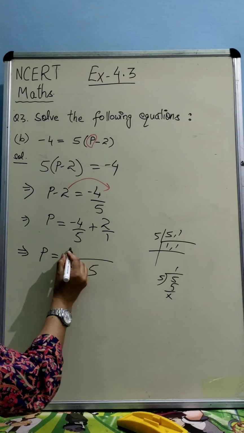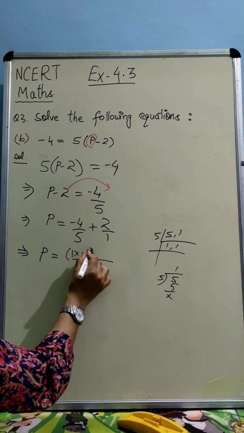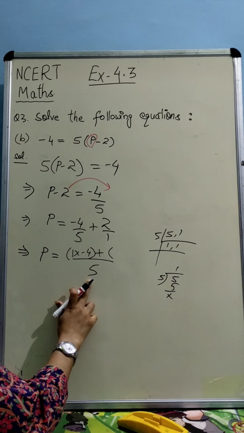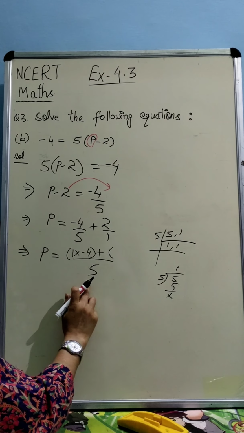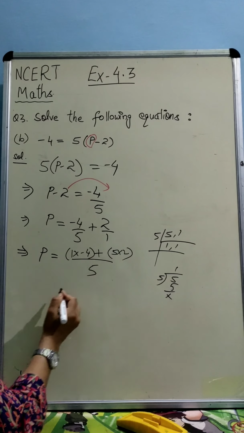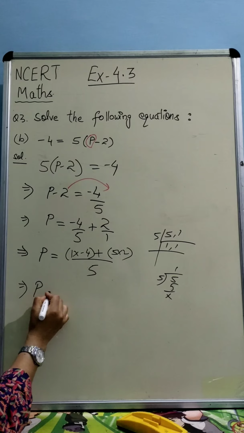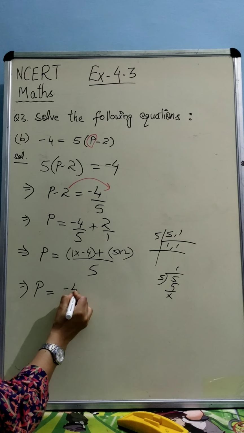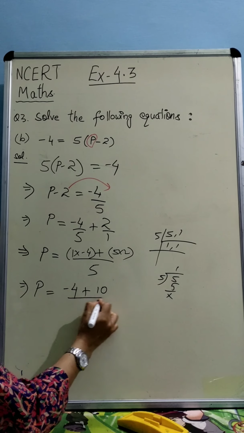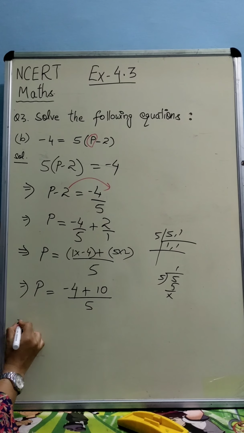1. So 1 into the numerator plus 1. This and this will be divided again. 1 divided by 5, it's 5. So 5 into 2. Okay. So P is equal to 1 into 4, minus 4, plus 2 fives are 10, upon 5.